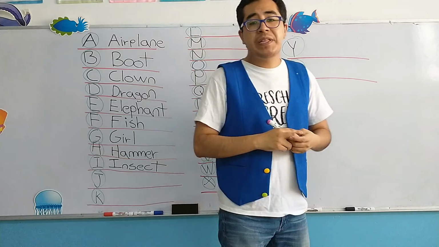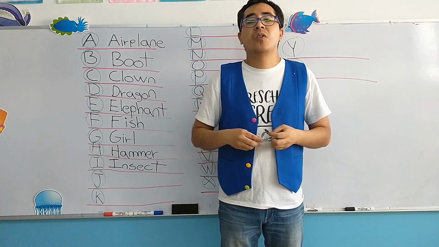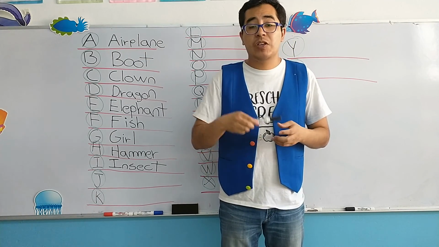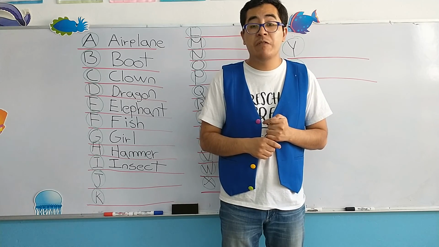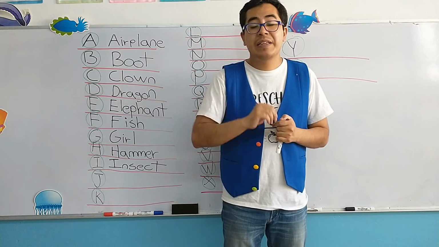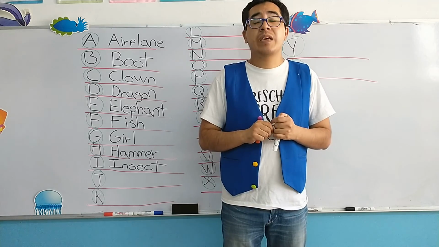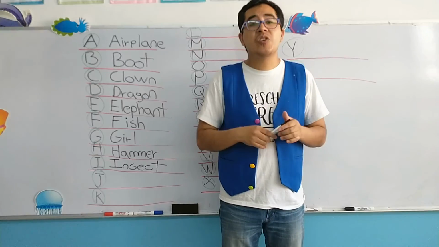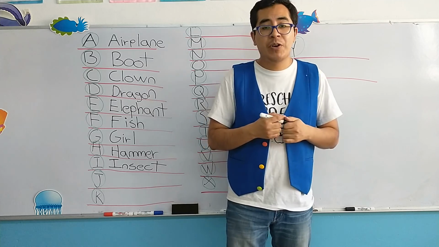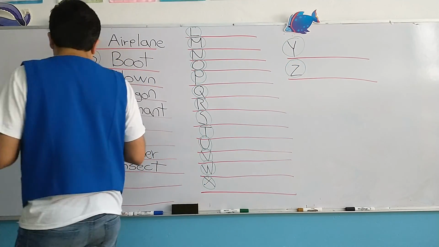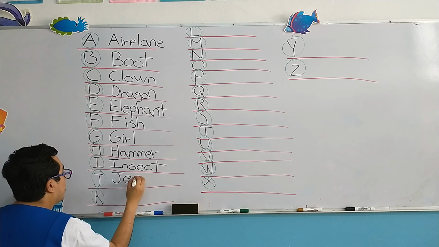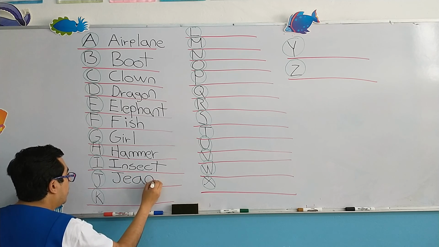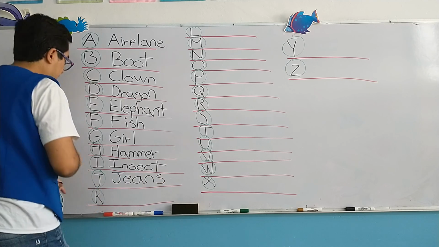Now, for capital J, we saw several objects. For example, the Jack in the Box, which is part of the family of the toys. We had the jacket and the jeans. So let's use the word jeans for this letter. Capital J, E, A, N, S.